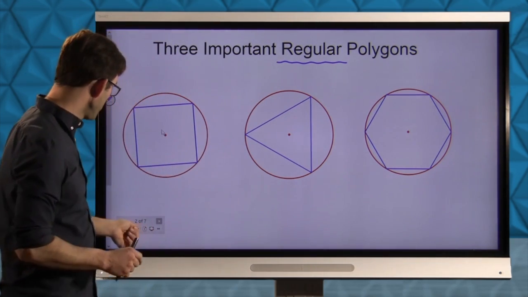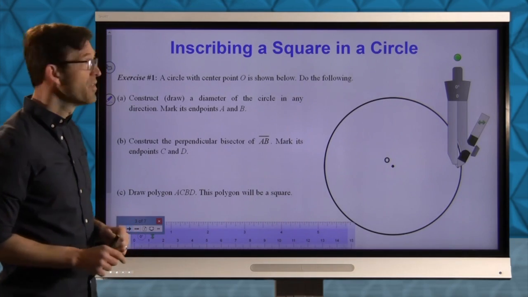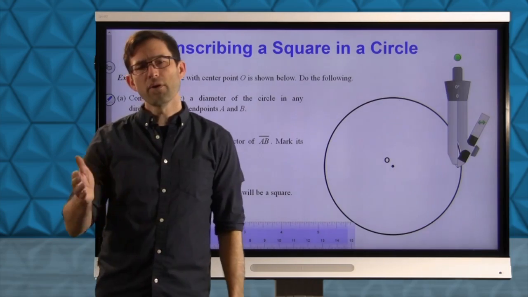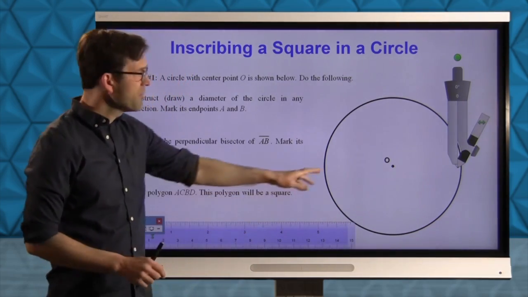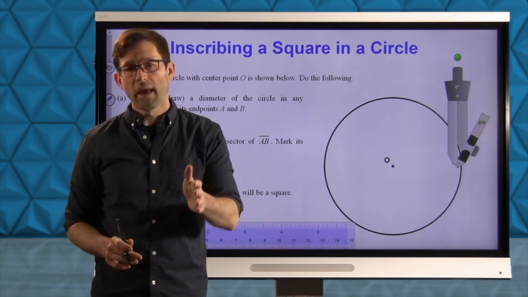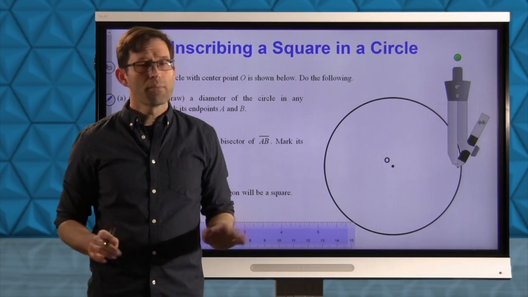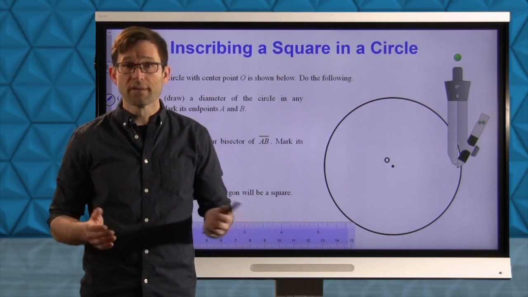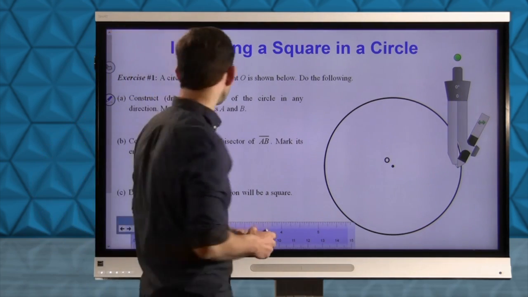So let's get into it, and let's start with the square, inscribing a square in a circle. Now remember, whenever you're given a circle, you'll always be given its center point, and that's actually quite important. If we were just given a circle and we had no center of the circle, that would make this a nearly impossible construction to do. But let's jump right into it. Let's see how to do this construction.